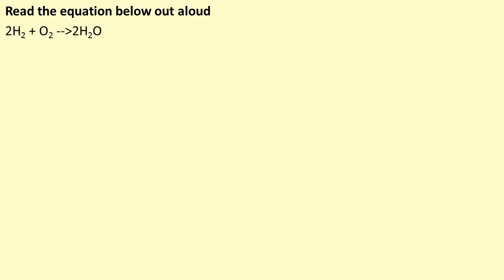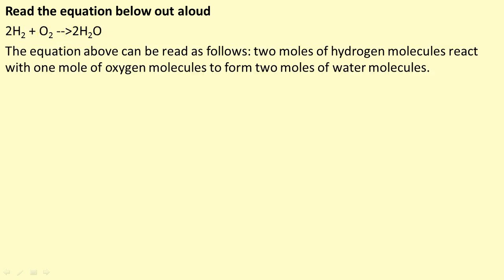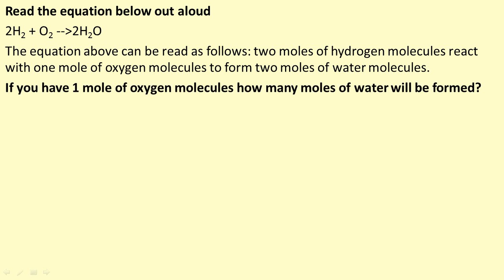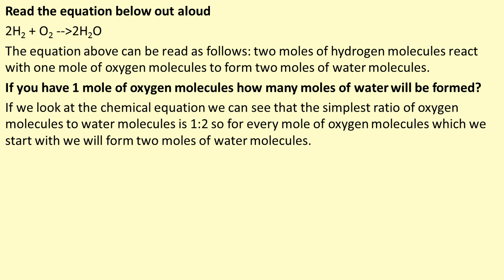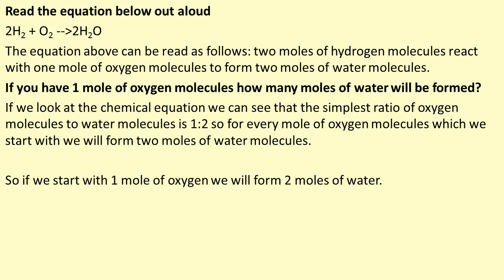Read the equation below out aloud. The equation above can be read as follows. 2 moles of hydrogen molecules react with 1 mole of oxygen molecules to form 2 moles of water molecules. If you have 1 mole of oxygen molecules, how many moles of water will be formed? The simplest ratio of oxygen molecules to water is 1 to 2. So for every mole of oxygen which we start with, we will form 2 moles of water. So if we start off with 1 mole of oxygen molecules, we will form 2 moles of water.